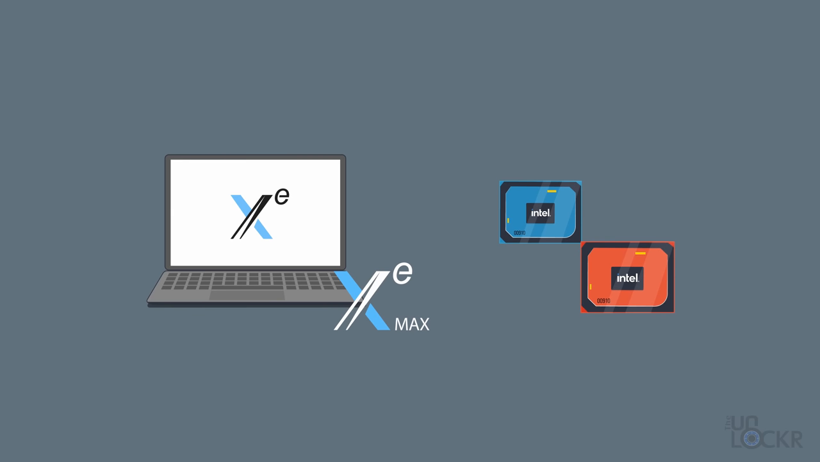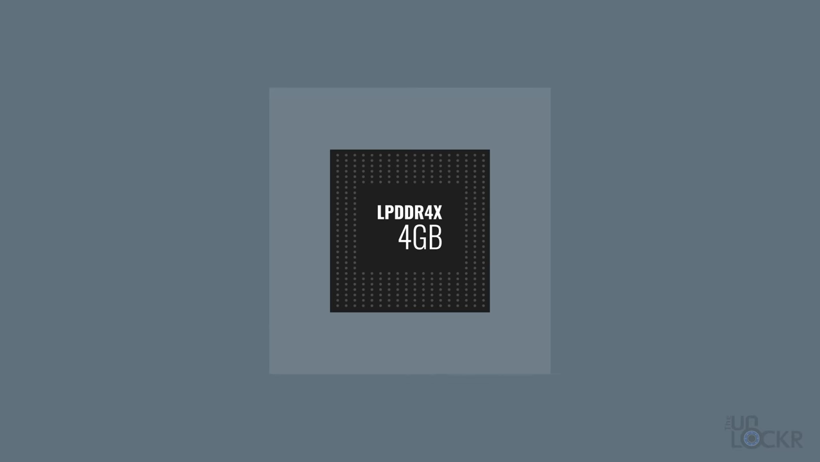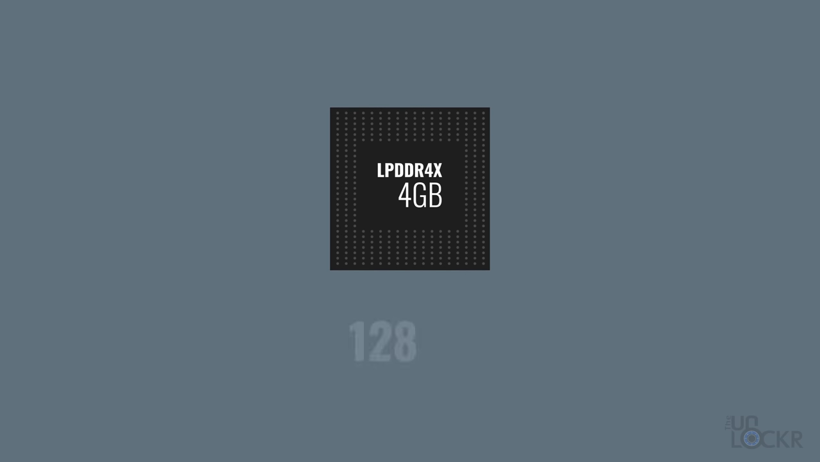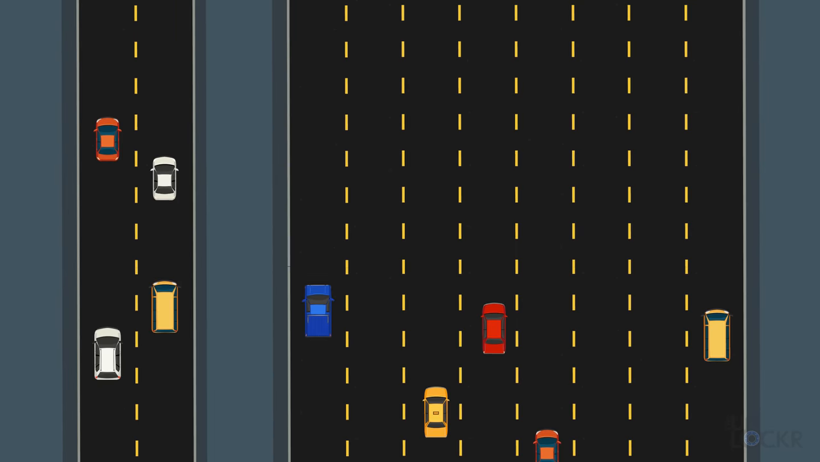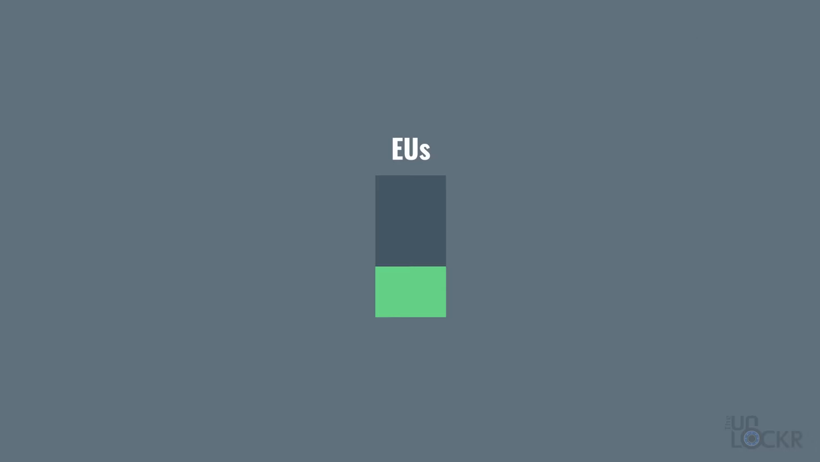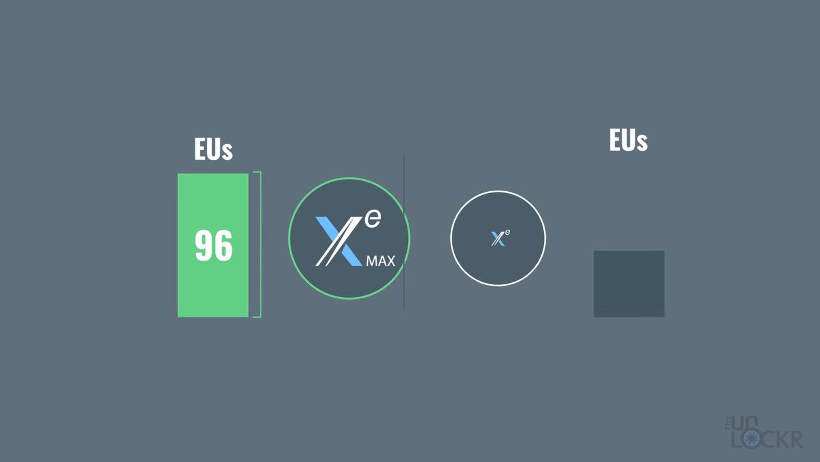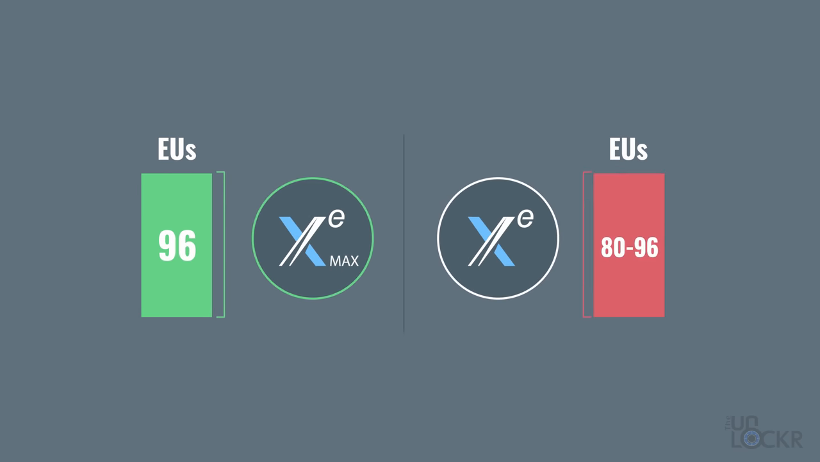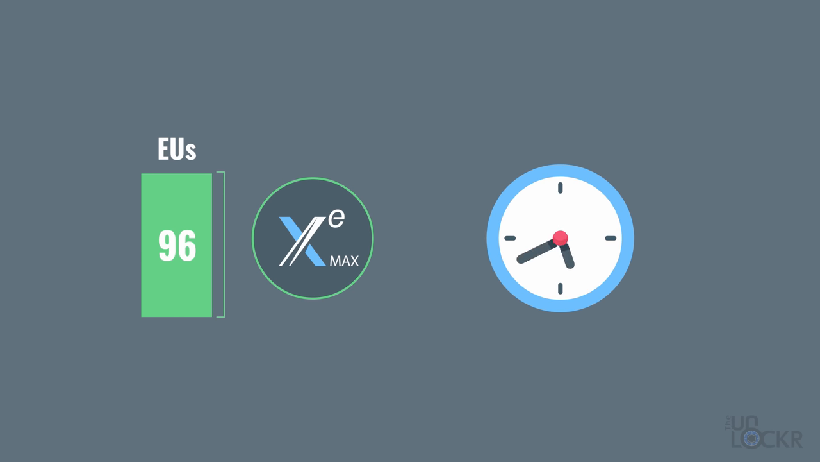Instead, it works in tandem with it. It also has a dedicated 4 gigs of LPDDR4X memory with a wide 128-bit memory bus, which you can think of as having wider traffic lanes for accessing the memory, which helps speed things up. We have up to 16 more EUs for a total of 96 EUs for the Xe Max versus between 80 to 96 EUs in the regular integrated Xe, and a slightly higher clock speed.